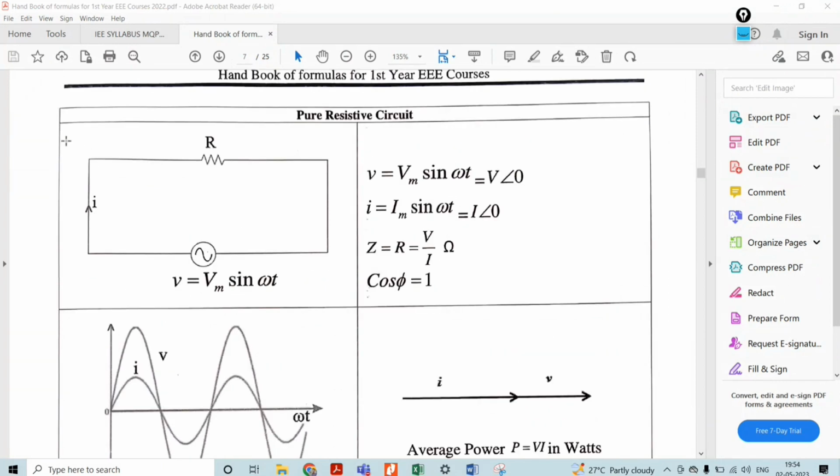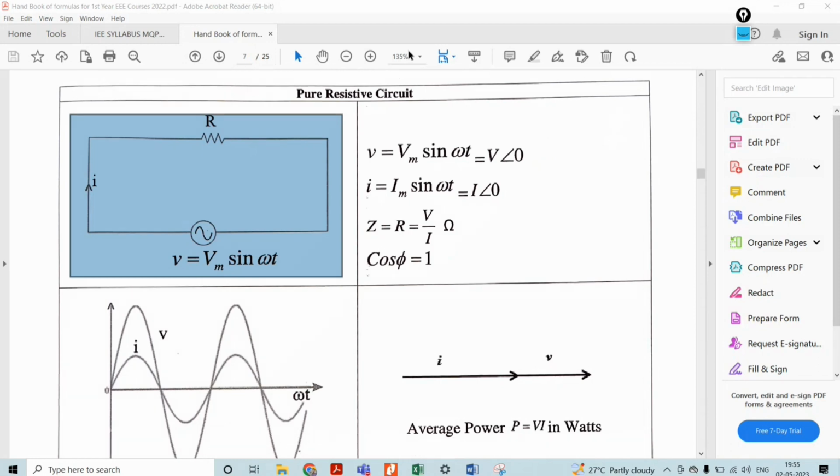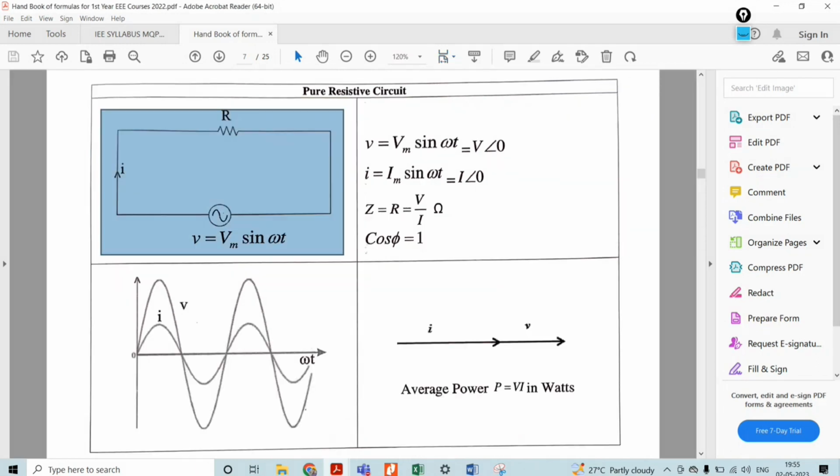Then with respect to the pure resistance. If you apply V is equal to Vm into sin omega t, then what is the current equation? I is equal to Im into sin omega t. Then the displacement between that voltage and current is 0. Why? Both are in phase with each other. For the pure resistance, both voltage and current are in phase. What does it mean? In phase means the minimum value and the maximum value occur at the same instant. That is called in-phase quantities.